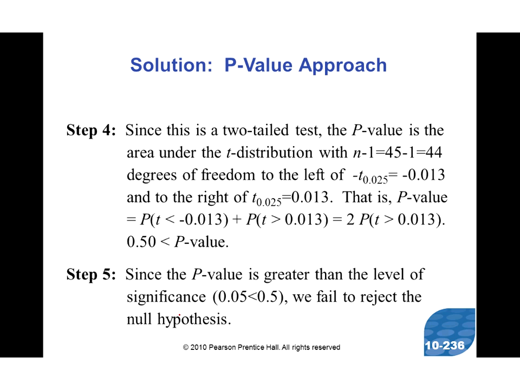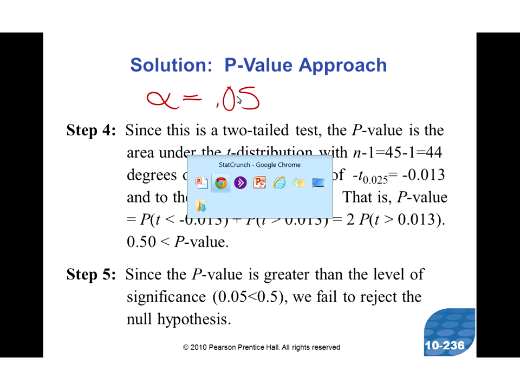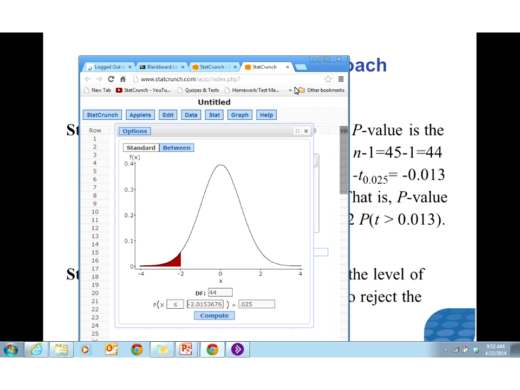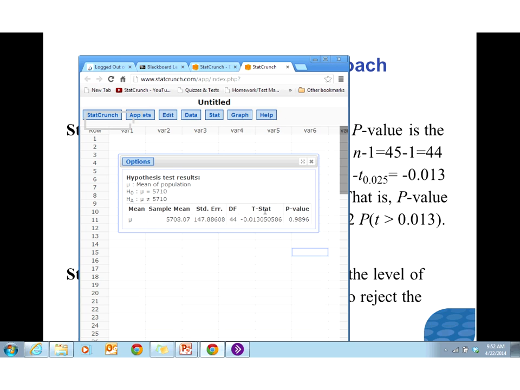how can we do the p-value approach? Well, the p-value approach is actually much easier because we look at our alpha, and remember our alpha was 0.05, and StatCrunch actually calculates a p-value for us.